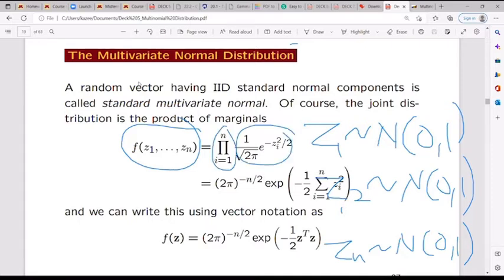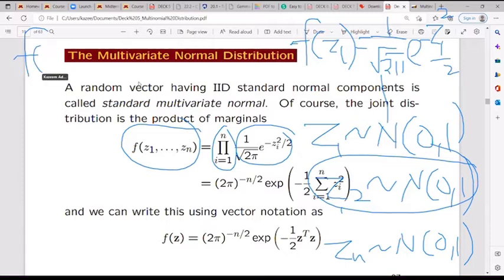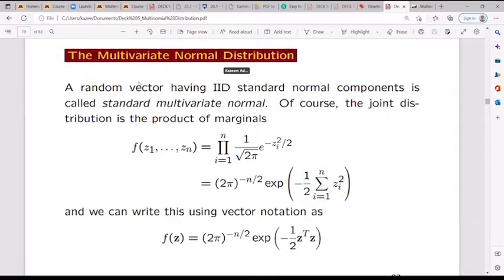Okay, for this one now, f of Z1 will be 1 over square root of 2 pi, exponential raised to power minus Z1 squared divided by 2. Okay, that's for Z1. For Z2, f of Z2 equals 1 over square root of 2 pi, exponential raised to power minus Z2 squared divided by 2. It goes like that, and that's the reason why this is a generalization. Look at that. What you're seeing here is just a product of that.